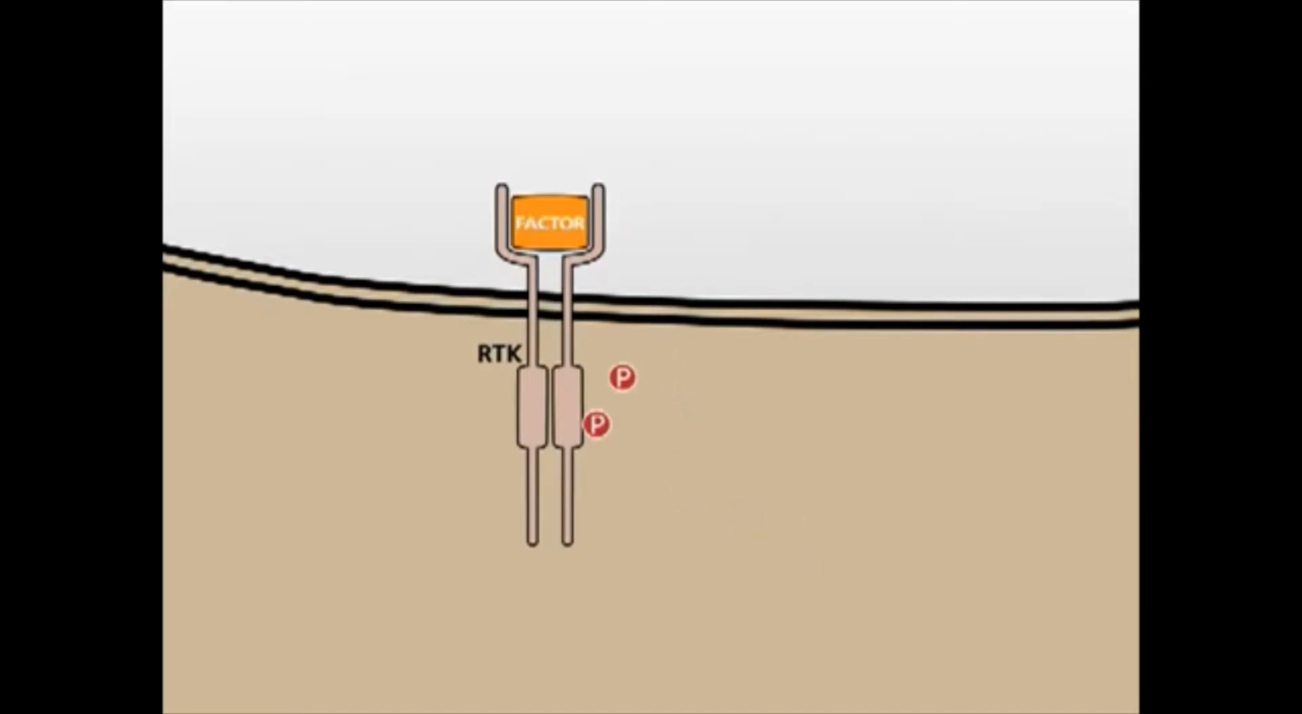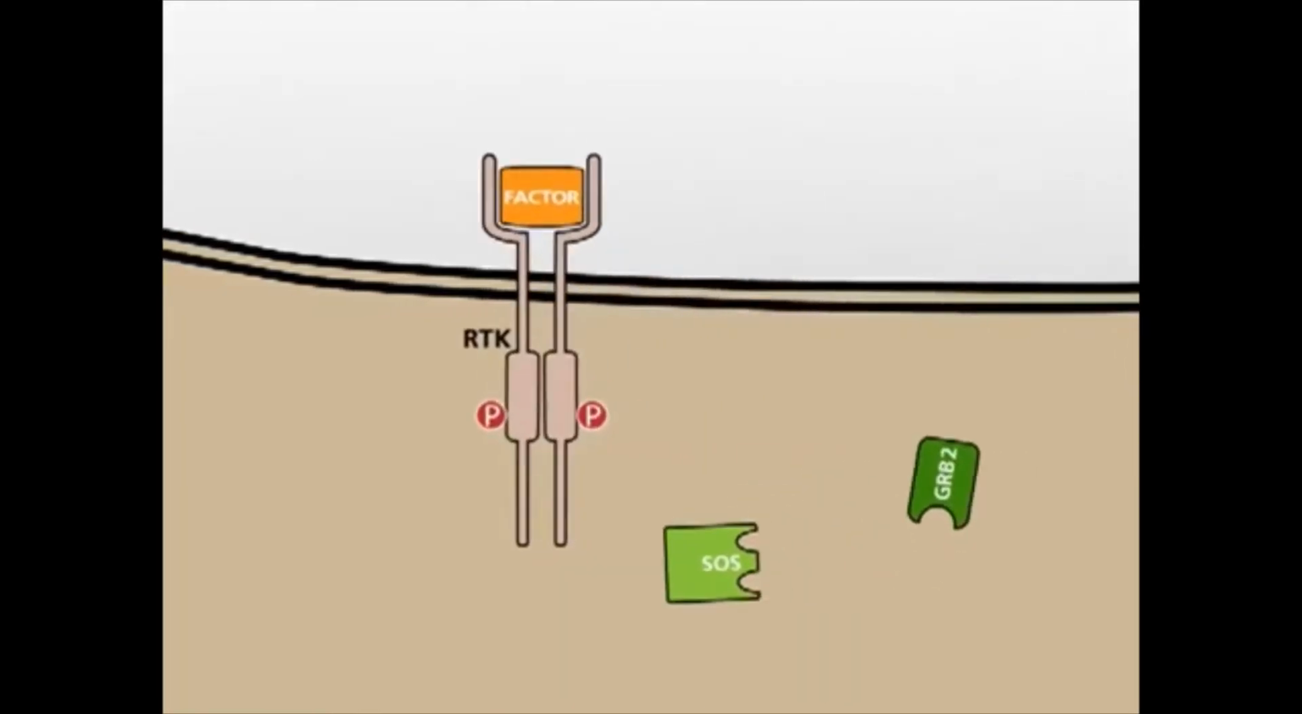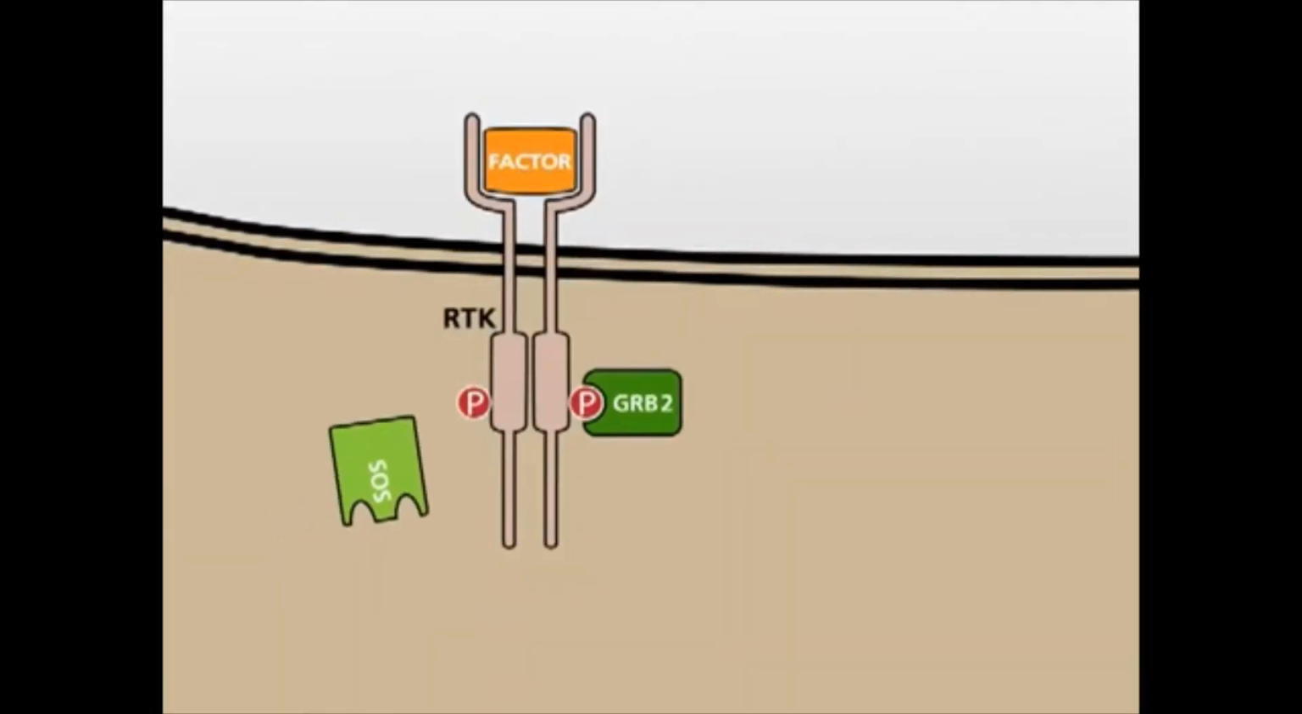Next, the growth factor receptor-bound protein 2, GRAP2 for short, can bind to the phosphorylated RTK. The protein SOS, named after its homologue son of sevenless in Drosophila, is able to bind to the membrane-bound protein RAS.